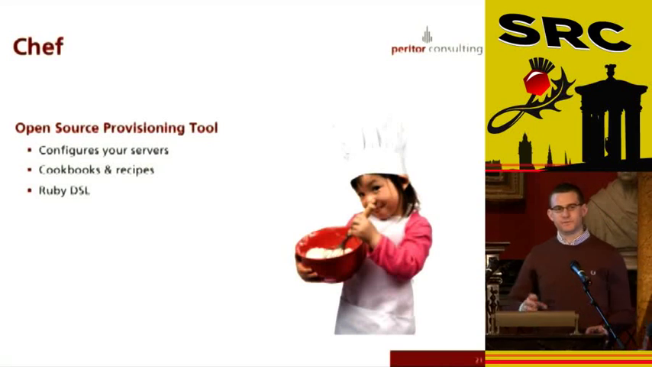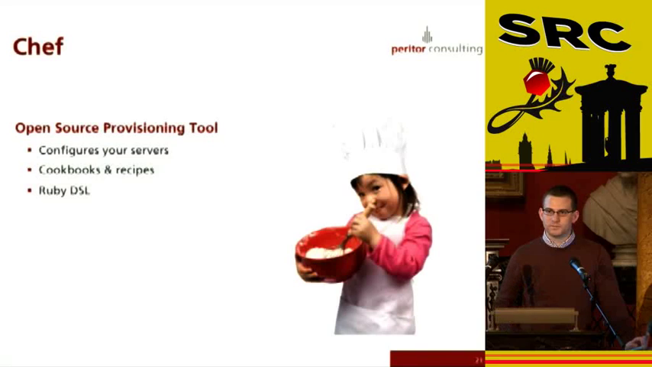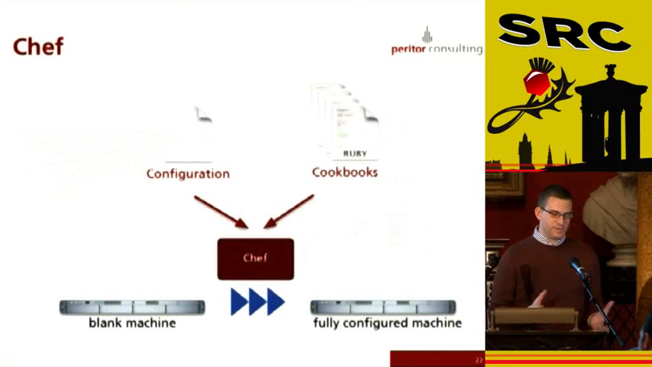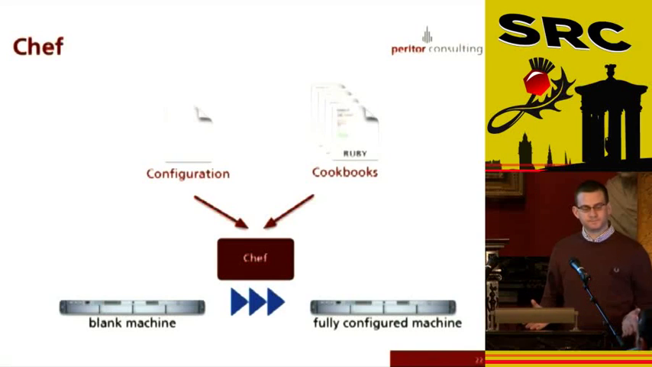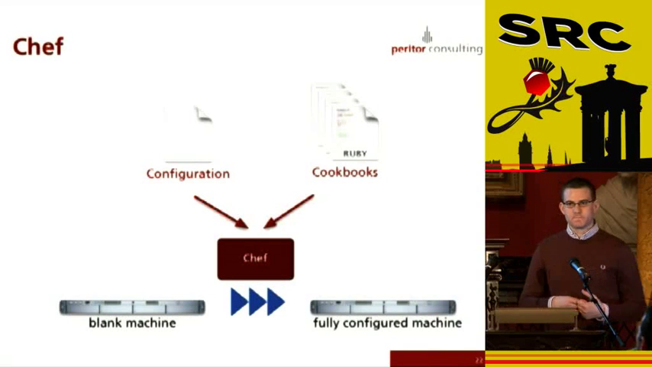It's very easy to extend, very easy to look at, especially if you're a Ruby developer. But also, we've seen Java, Perl, PHP guys using it to build their machines because it's very, very high level and very easy to read. The basic idea is I have a blank Linux machine. Then I have my Chef executable that takes cookbooks.